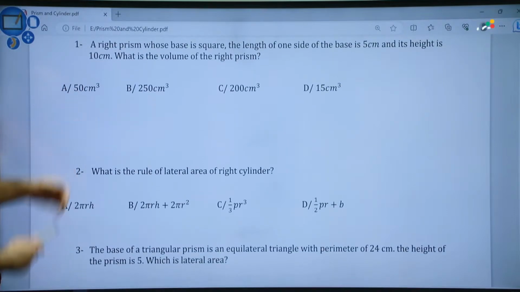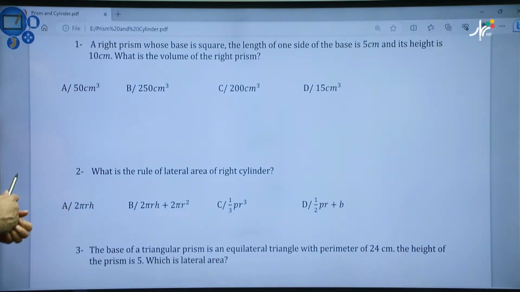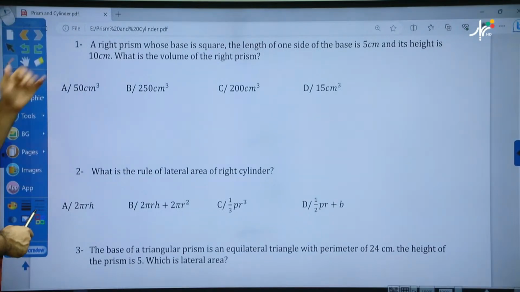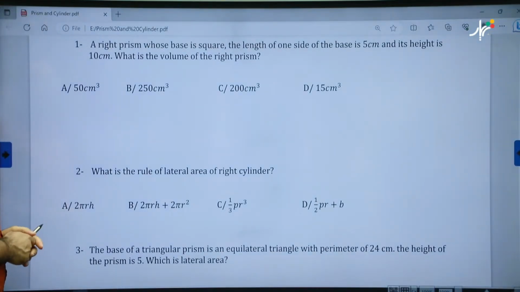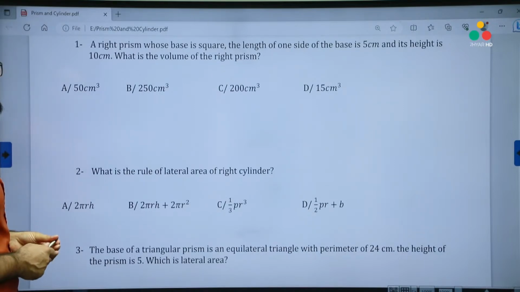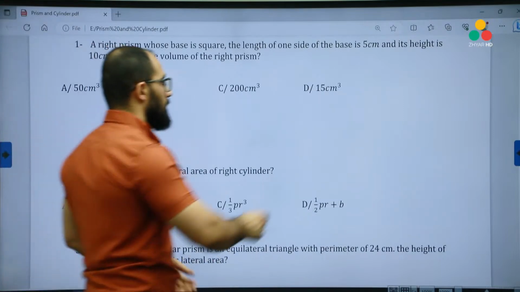So right now we have some practice questions. The first question is: a right prism whose base is a square, the length of one side of the base is 5 centimeters and its height is 10 centimeters. We have to find the volume.